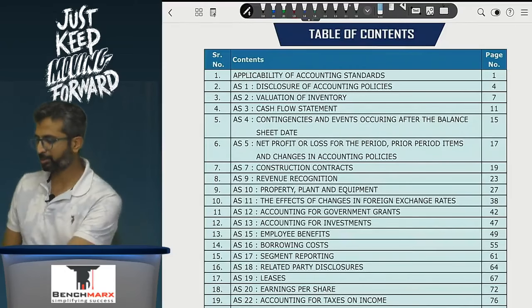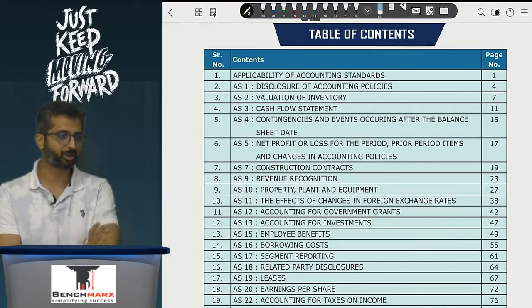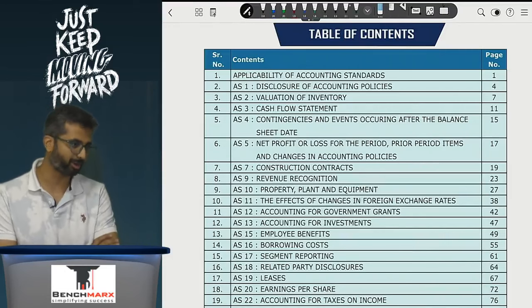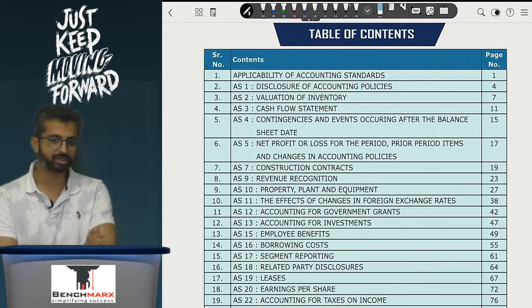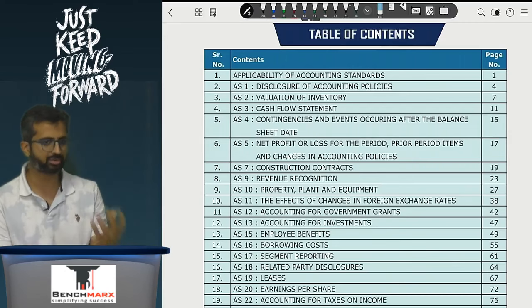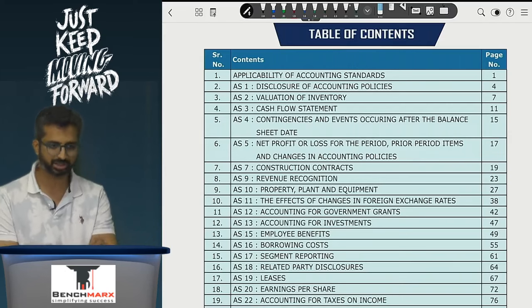Okay, so we would be starting with your paper 1 in group 1. This is advanced accounting, and myself Bhavik, I'll be teaching the entire or largely the entire part of advanced accounting with you guys.